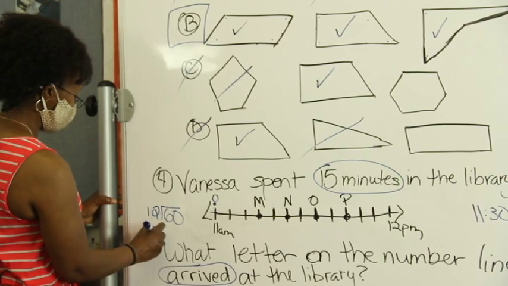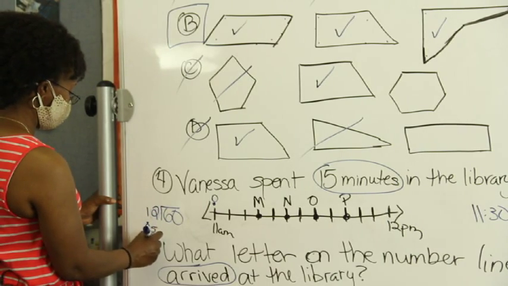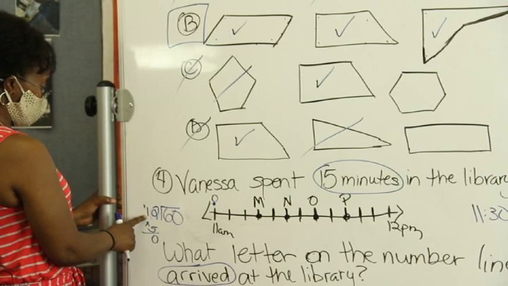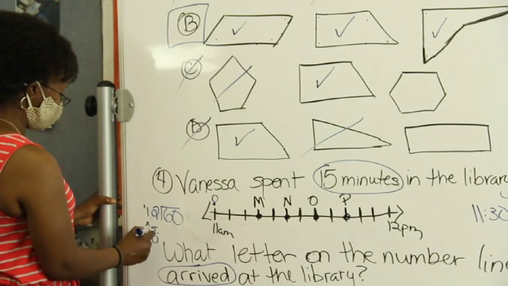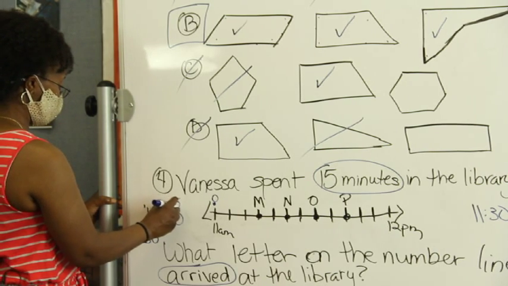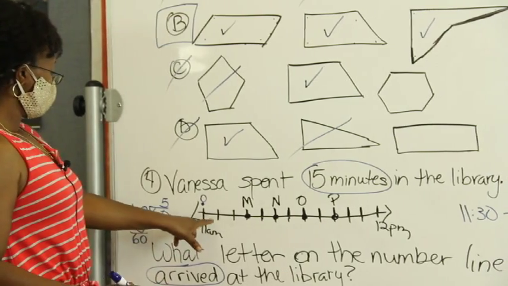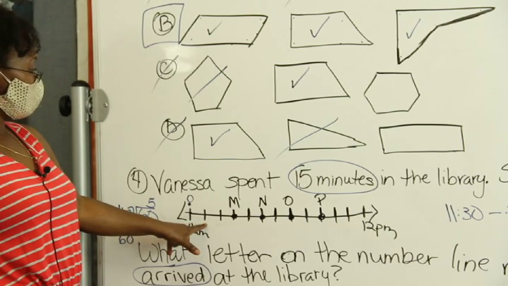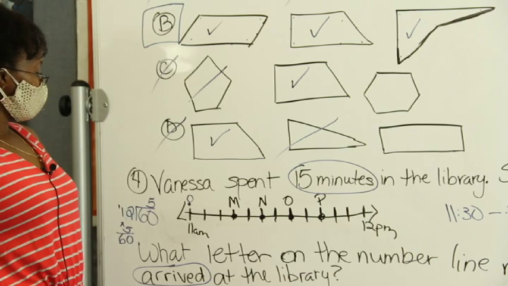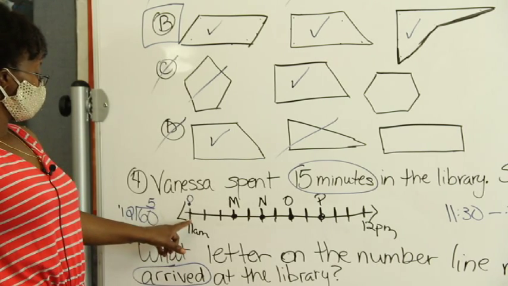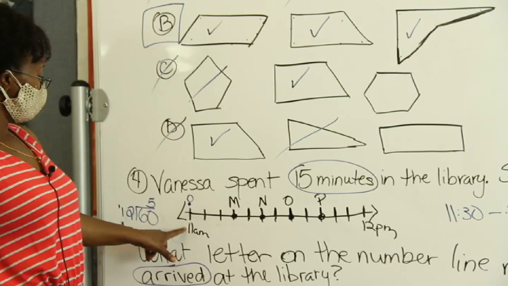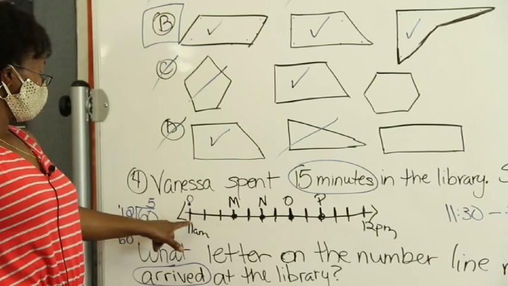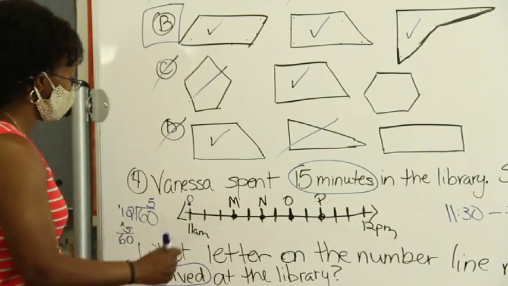Let's see. 2 times 5 is 10. Put the 0 here and carry the 1 to the other side. 5 times 1 is 5. Plus 1 is 6. Okay, so the answer is 5. So these marks represent 5 minutes each. Okay? So how you can do that is you can just count from 11 a.m. until you get to 11:15. You can do 11, 11:05, or if you want me to write it here, I will.